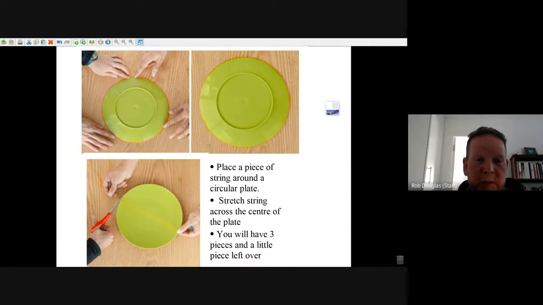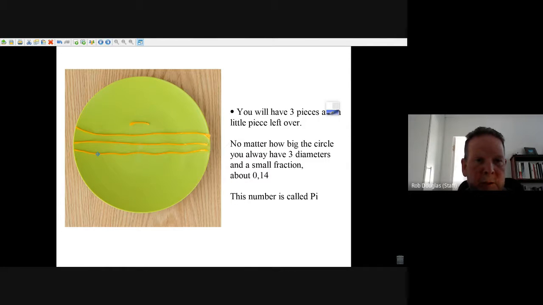Now, what you do is you take that string and you pull it straight across the center of the plate. And that's called one diameter. Now, you just keep doing it and keep cutting the string. And look what you get. You end up with 3 strings, 3 diameters. The circumference is equal to 3 diameters plus a little bit.